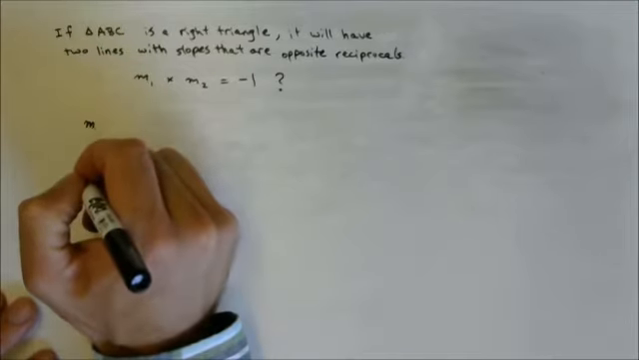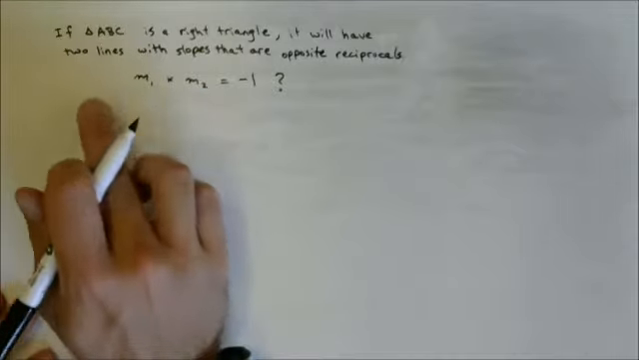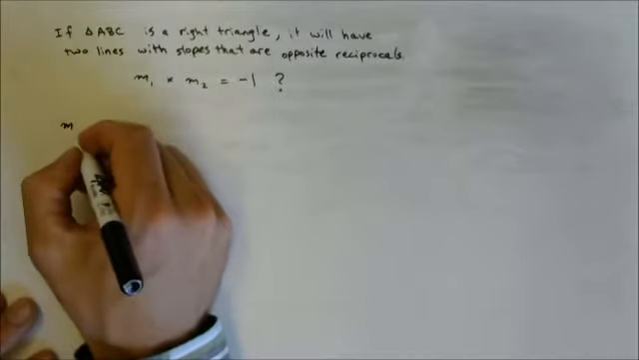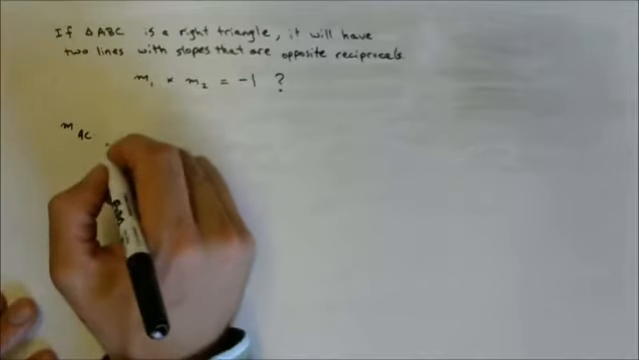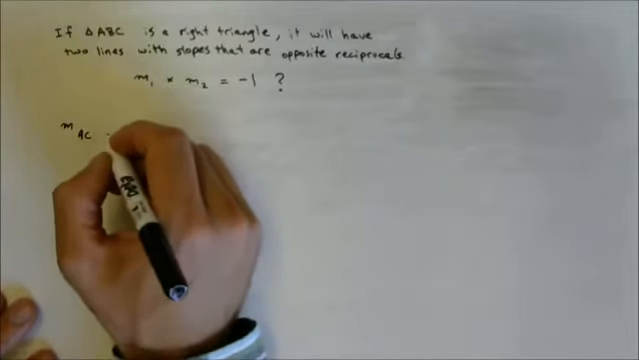Which ones do you think are right angles? Which lines do you think make the right angle if there was going to be one? Okay, well, that's the same line, AC and CA. No, I said B, C, and CA. Okay, good.